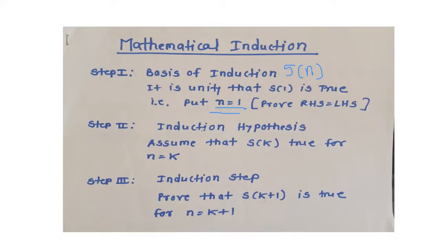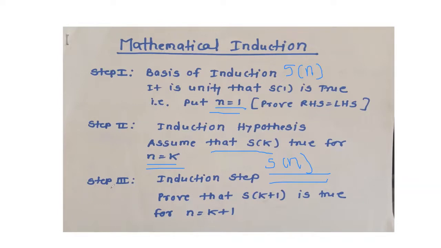In the second step, induction hypothesis. Hypothesis means we make some assumptions. That is, we assume that this S of n is true for n is equal to k. This statement is true for n is equal to k. That is, we assume that S of k is true.